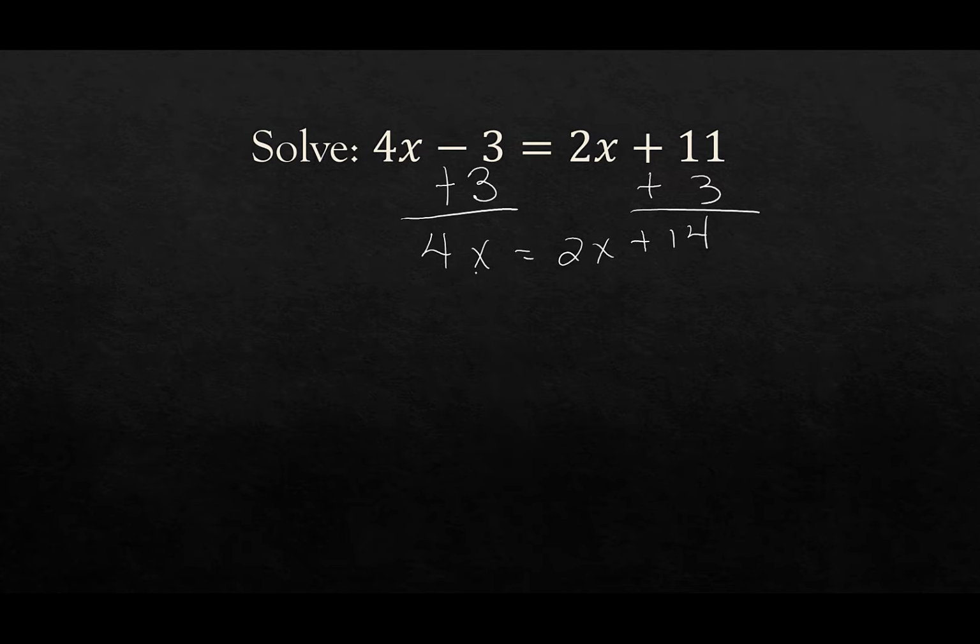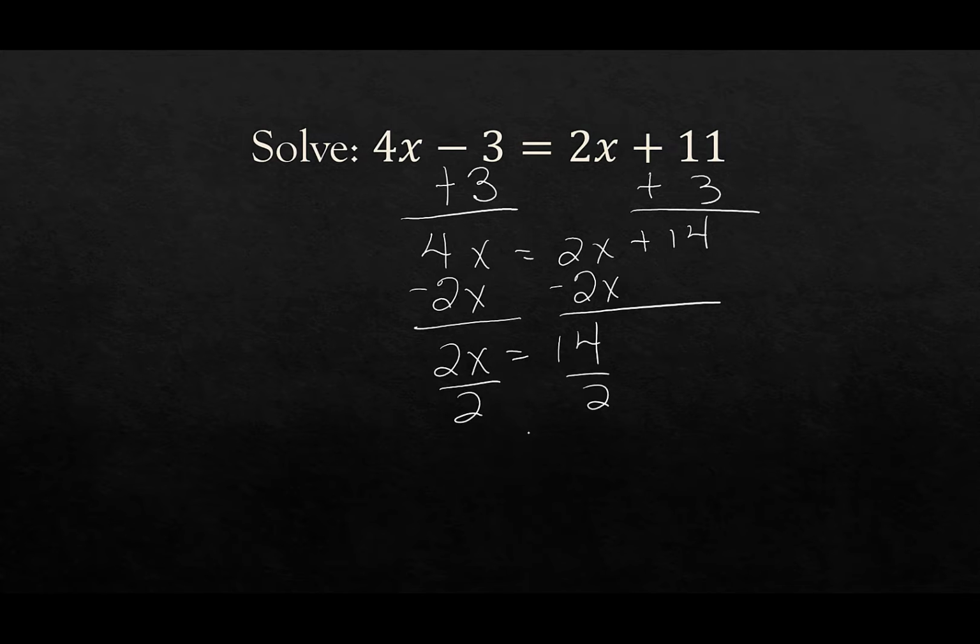I want to move the 2x over to the left, so I'm going to subtract it. But notice I have to subtract from both sides. So 4x minus 2x is 2x. I still have my 14. So my last step is to divide by 2, and x is equal to 7.